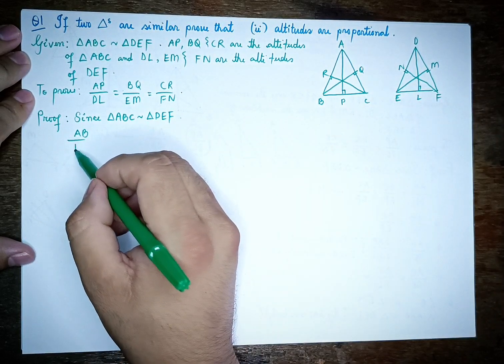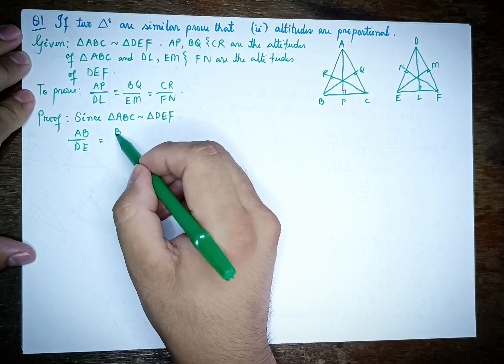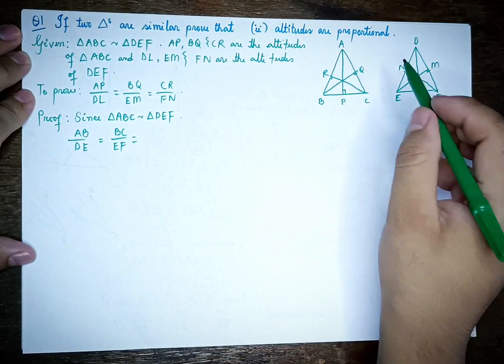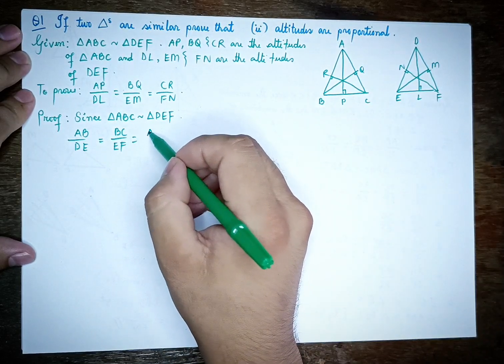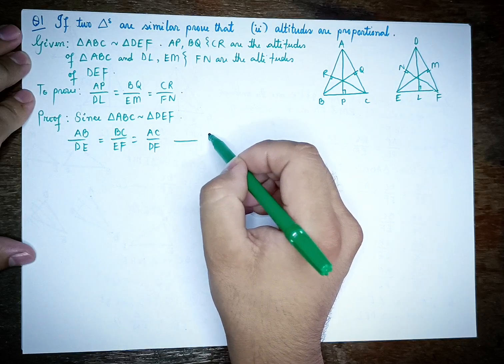AB by DE equal to BC by EF equal to AC by DF. Call this equation number 1.